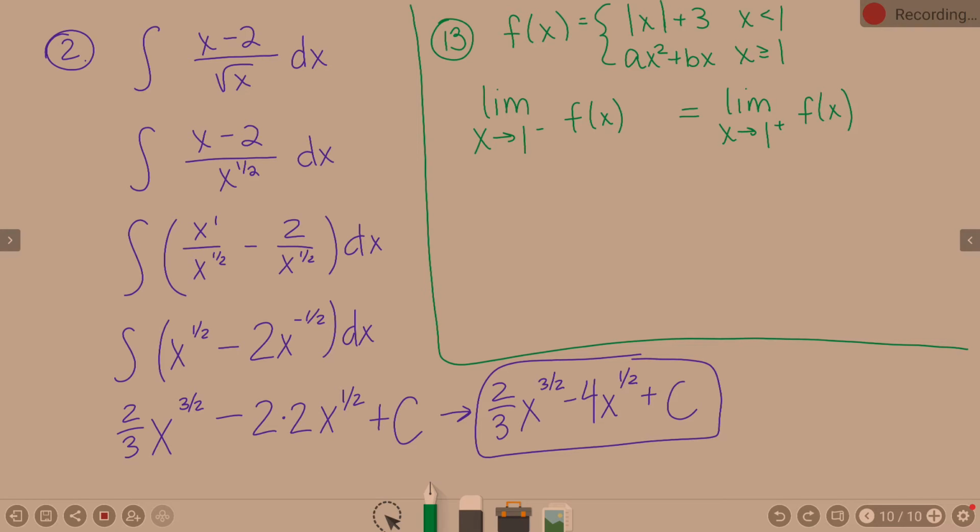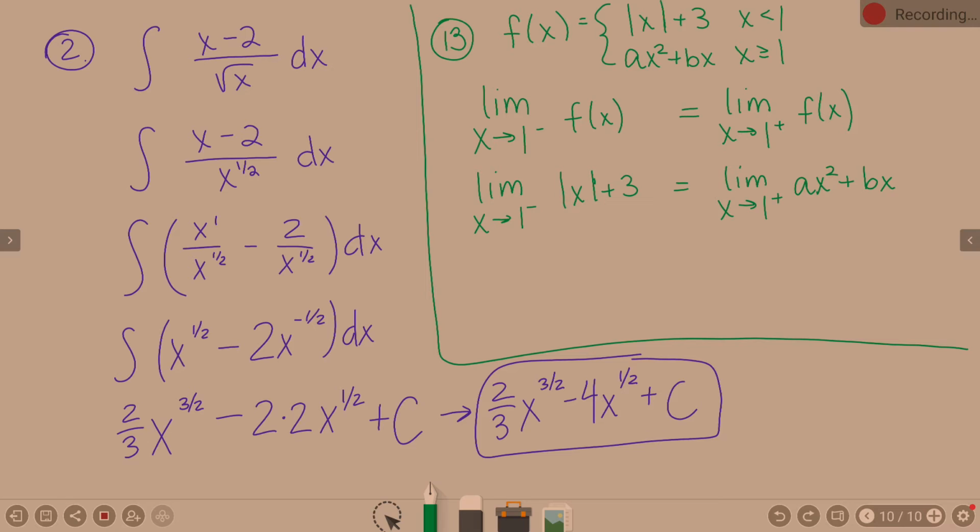What is the left side? The absolute value there. So when we say the limit as x approaches 1 from the left, that's when x is less than 1, so absolute value of x plus 3. That's going to have to equal the limit as x approaches 1 from the right. As x approaches 1 from the right, that is the ax squared plus bx. That's where x is bigger than 1.